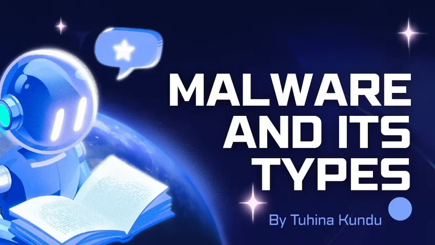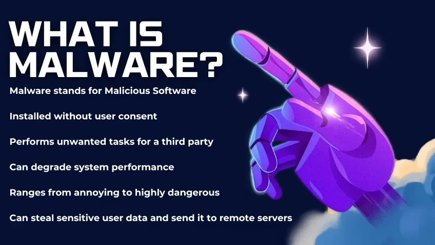So in today's session we are going to talk about a very important topic in cybersecurity, that is malware and its types. So let's begin. The term malware stands for malicious software. It refers to any software that is intentionally designed to harm a computer, steal information, or perform unwanted activities, all without the user's permission. Malware can be simple enough to just annoy the user or highly complex, capable of stealing sensitive data and sending it to remote servers. So let's understand the major types of malware one by one.